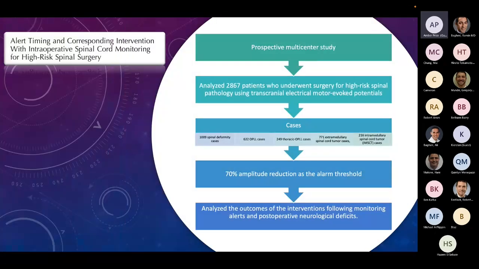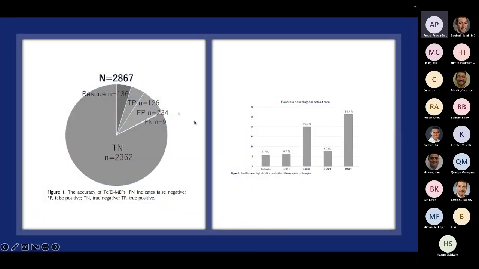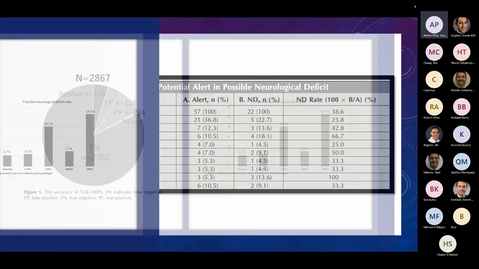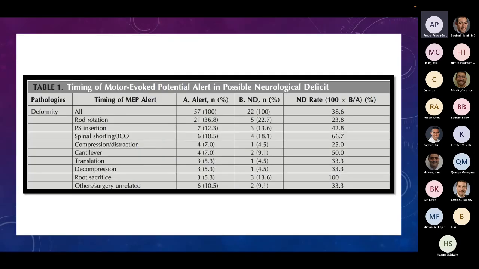This one was a multi-center study. They looked at multiple different cases, 1,009 spinal deformity cases, and they used the 70% threshold. I think importantly from this study, the false negative rate was 9. And when you looked specifically at the deformity patients, what mattered was when the neuromonitoring change occurred. If it occurred during your rod rotation, your pedicle screw insertion, or your 3-column osteotomy, or any one of these different types of maneuvers, it was more likely to increase the true positive rate.